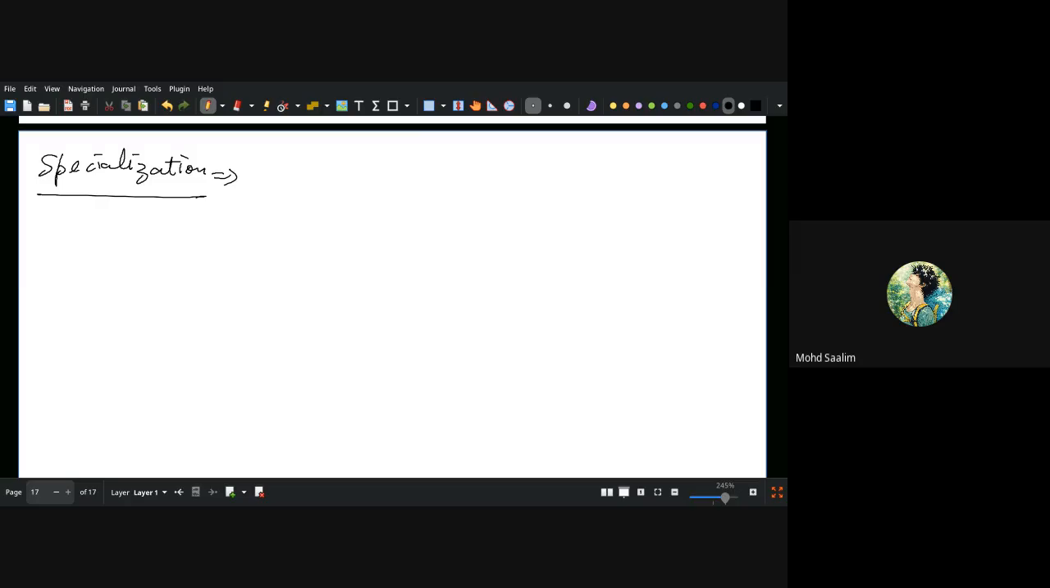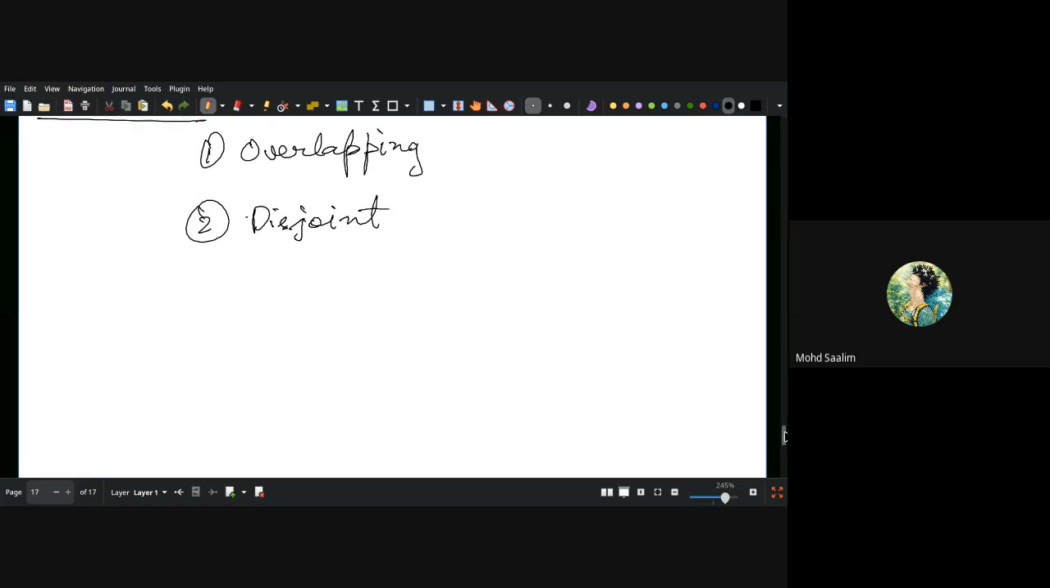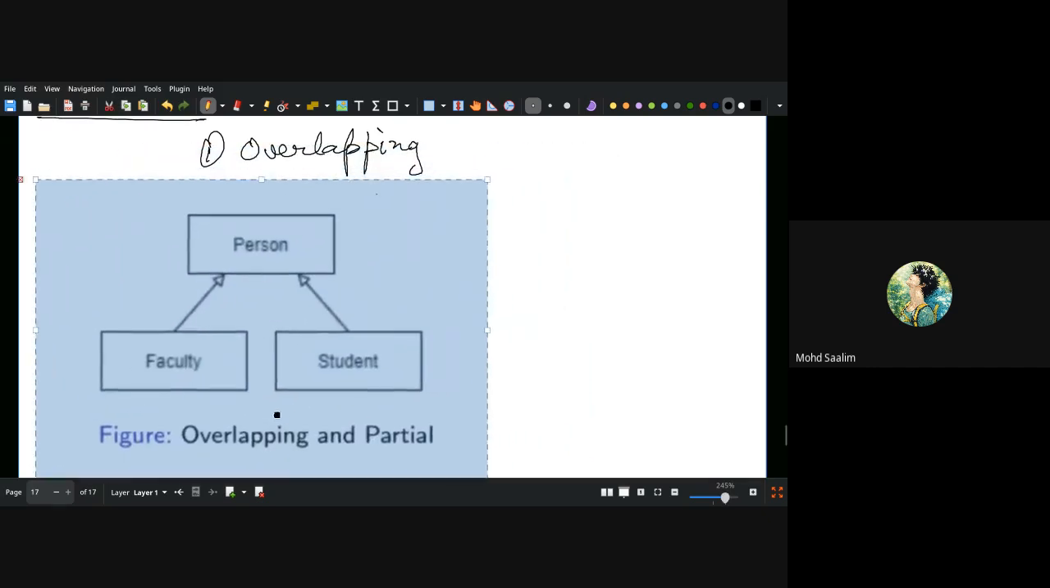Yep. So you see, there are two types of specializations. First one is overlapping, and the second one is disjoint. Let's understand them one by one. The example of overlapping and the representation of it is this.